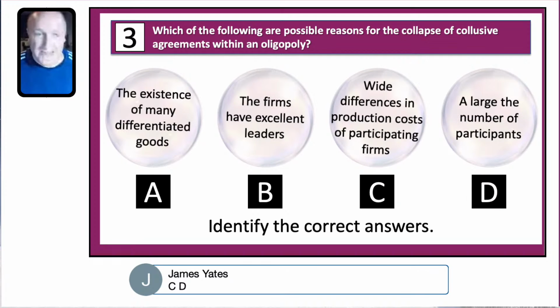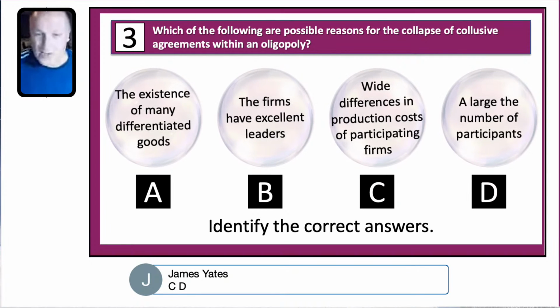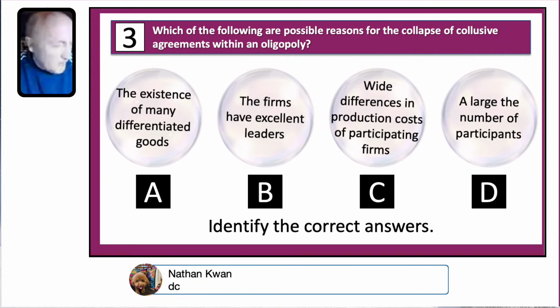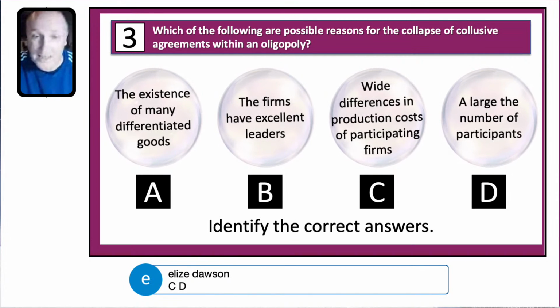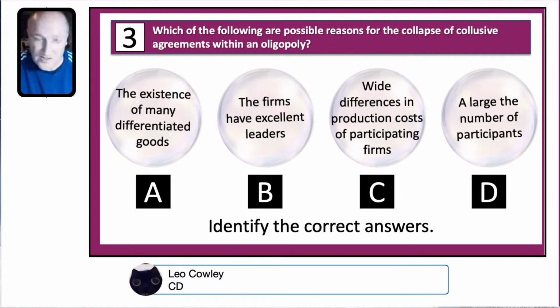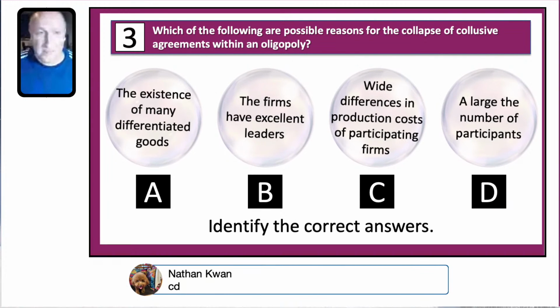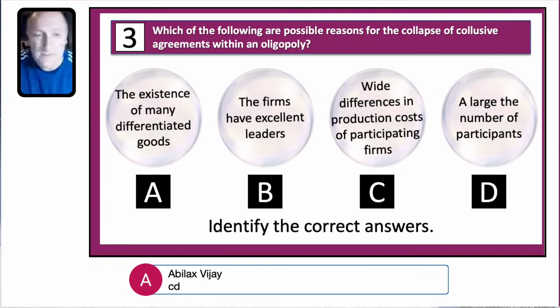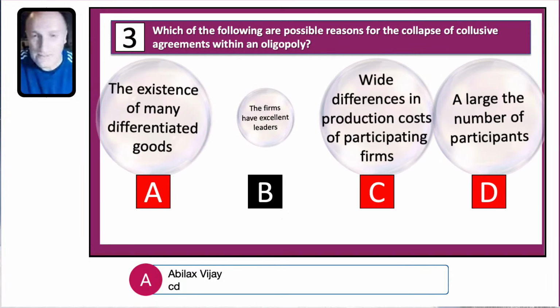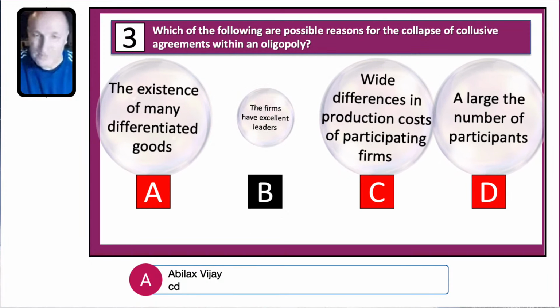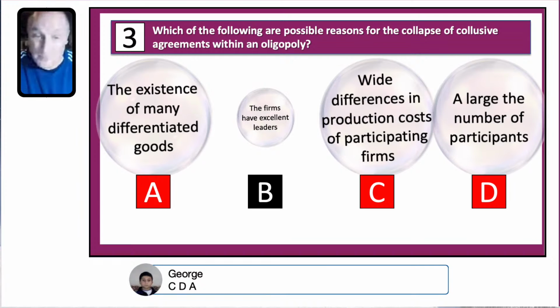Answers coming up on the screen. James thinks C and D. A lot of people actually just going for C and D. Nathan thinks C and D. Elise thinks C and D. Here's our answer coming up. And the correct answer is A, C, D. Well, C and D, I think we can agree, can't we?